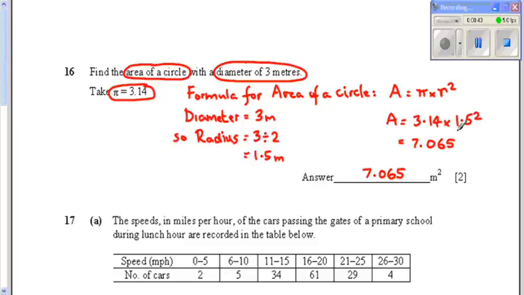So now we can substitute that back into the equation. Pi 3.14, according to the instructions here, multiplied by 1.5 squared, the radius squared, and when you put that into your calculator you get 7.065 meters squared.